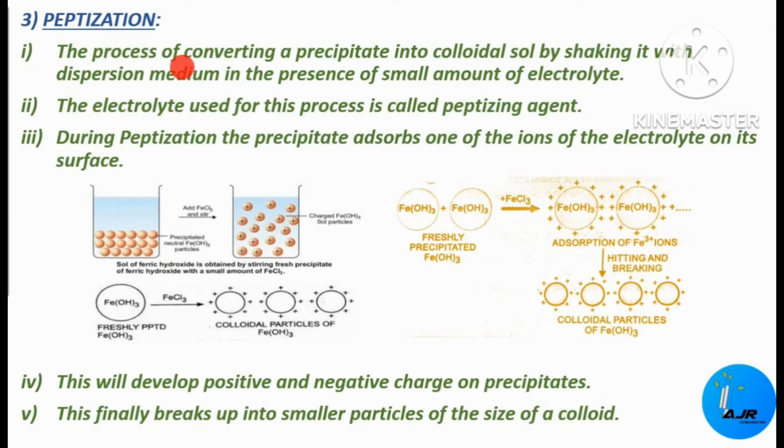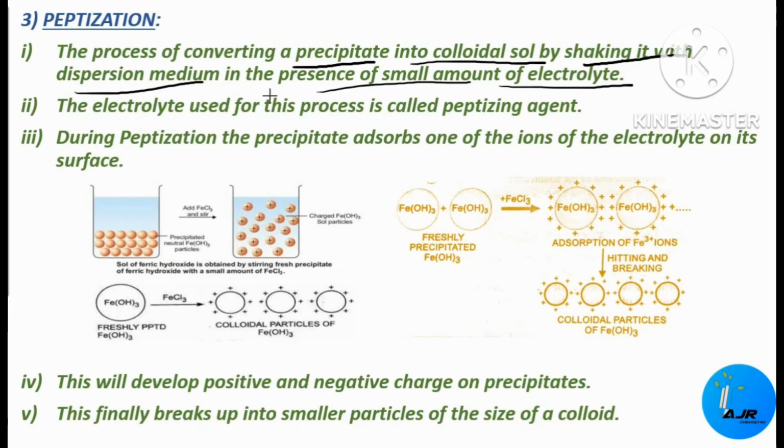See here, this is the process of converting a precipitate into a colloidal sol by shaking it with a dispersion medium in the presence of a small amount of electrolyte. Okay, what is peptization? Peptization is nothing but converting a freshly prepared precipitate into a colloidal sol. And how is it done? It is done by shaking the precipitate with a dispersion medium in the presence of a small amount of electrolyte. Okay, this is what is happening here.